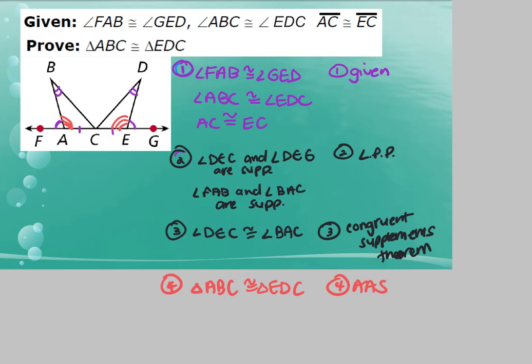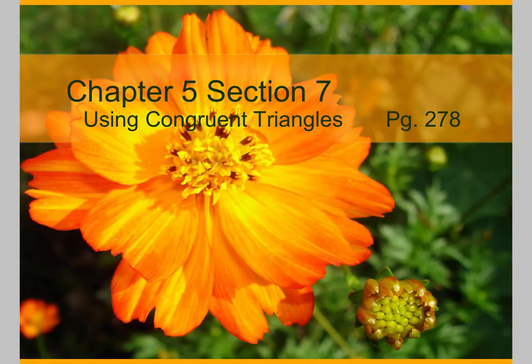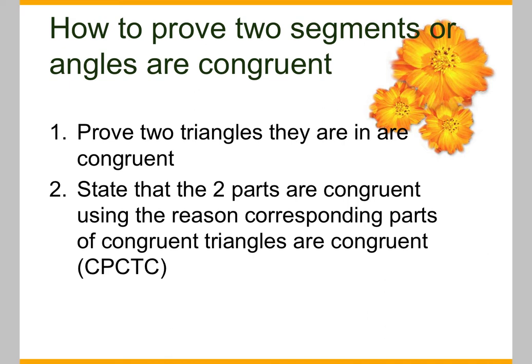The good and the bad is the next section is a lot of that. So in 5.7, which is called using congruent triangles, we take these proofs one step further. We say if we can prove that triangles are congruent, then I can prove that any pair of those sides or angles are also congruent. So the goal here is usually to prove the two triangles are congruent using one of your acronyms: angle angle angle, side angle side, side side side, or hypotenuse leg.